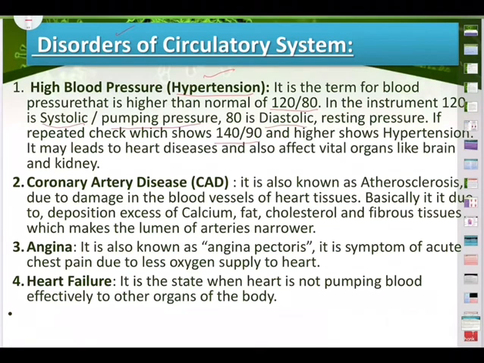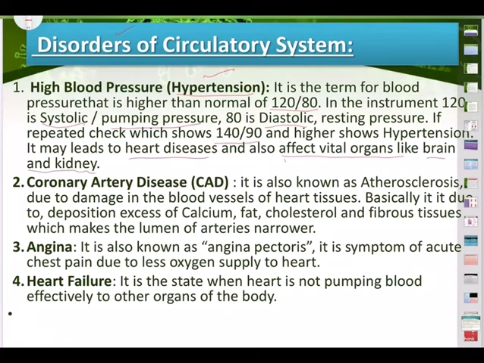And what will happen if you neglect it? It leads to heart attack and heart diseases. It also affects vital organs like the brain and kidney. The blood vessels which are supplying blood to the brain and kidneys get damaged. As a result, the kidney will become non-functional, and brain damage will also take place. So do not neglect blood pressure.